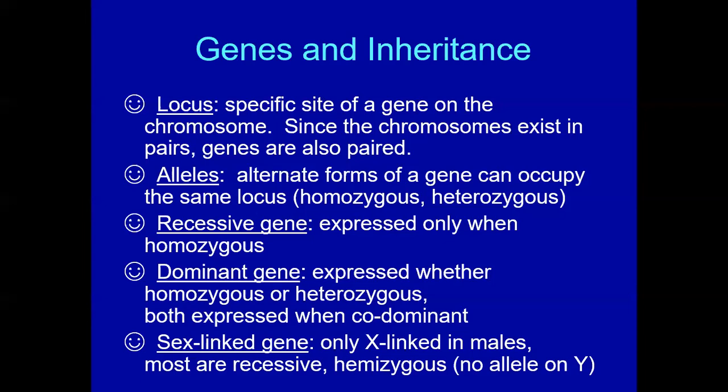And what is a recessive gene? A recessive gene is expressed only in the homozygous state. What is a dominant gene? It is expressed in both the homozygous and the heterozygous state. In the heterozygous state both can be expressed when there is co-dominance. In a recessive condition, only the heterozygous state exists. Okay? Only heterozygous.